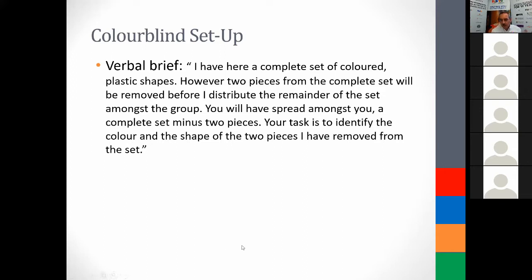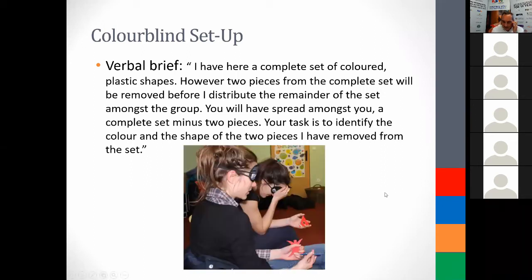For those of you who have never seen Colourblind, that will be a very strange brief. For those of you who have seen Colourblind, you would probably expect to see some people behind their blindfolds with that kind of look on their face, or that kind of body language. How on earth are we going to identify the colour of a shape I have in my hand if I'm blindfolded?